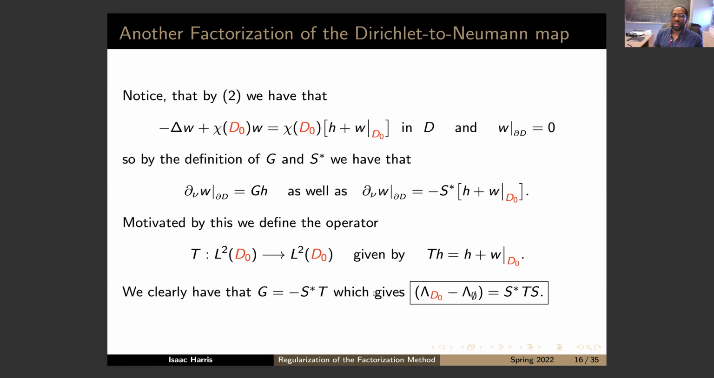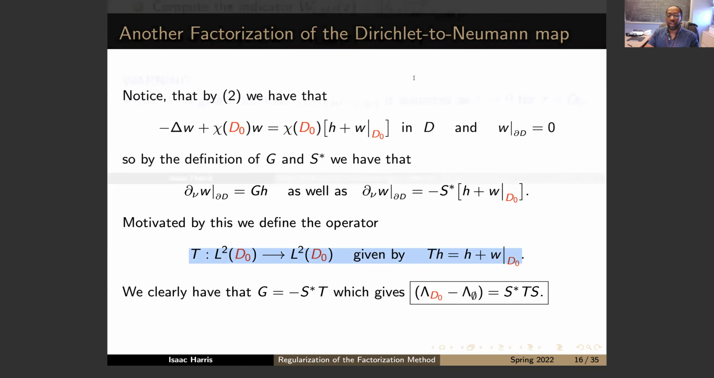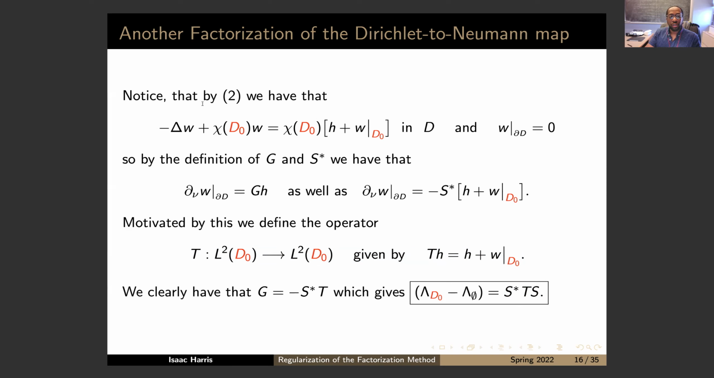The factorization method doesn't just need the kind of factorization that we have for the linear sampling. It needs a symmetric factorization that looks something like this. And we'll define what this operator T is in this slide. So for the factorization method, you need this kind of symmetric factorization to get things to work out. And so what you can do here is take equation 2 for W, which is exactly this, but I added W on the interior region to both sides.